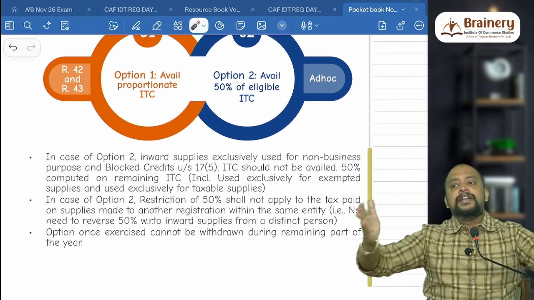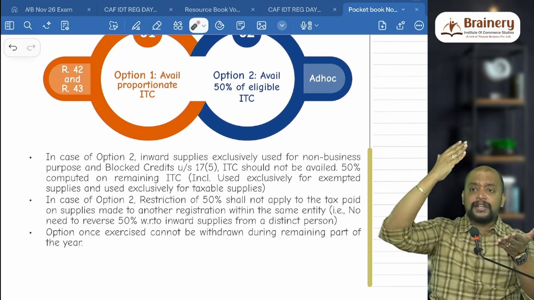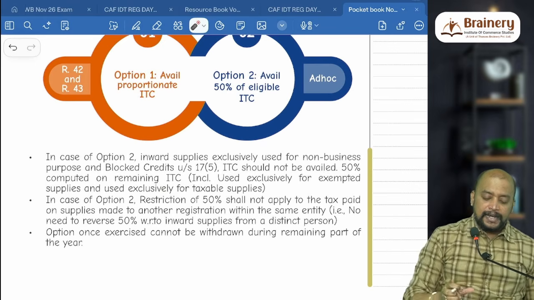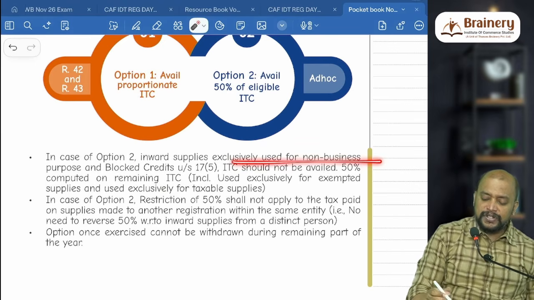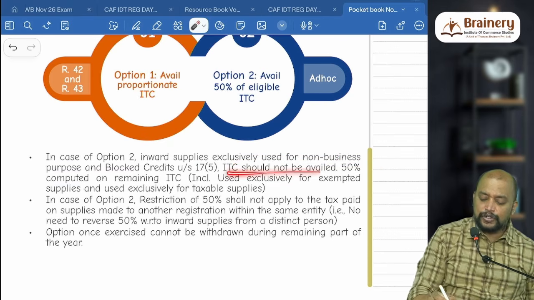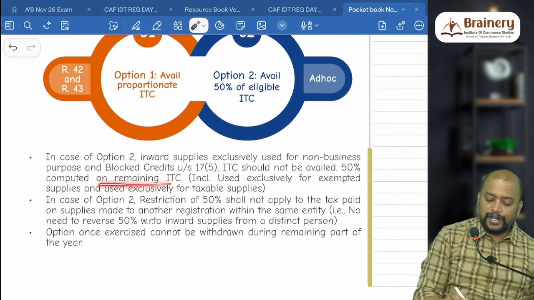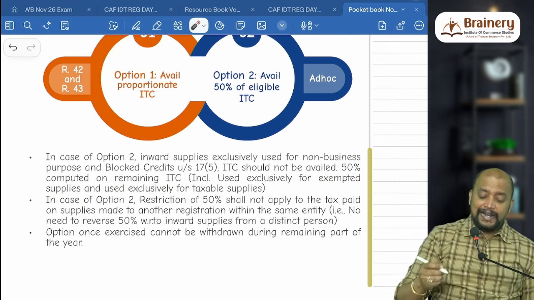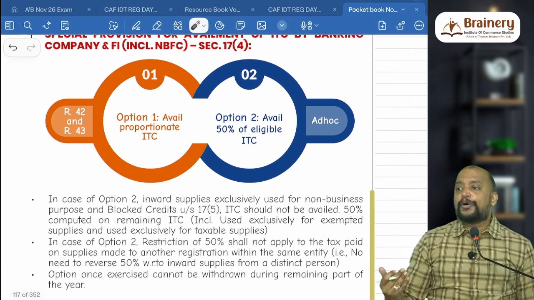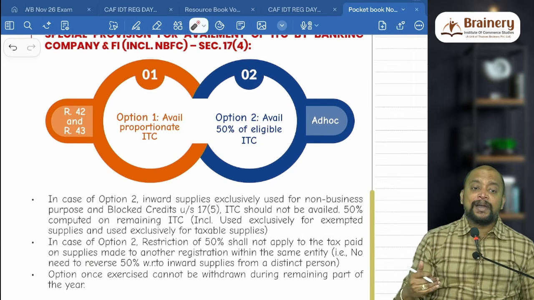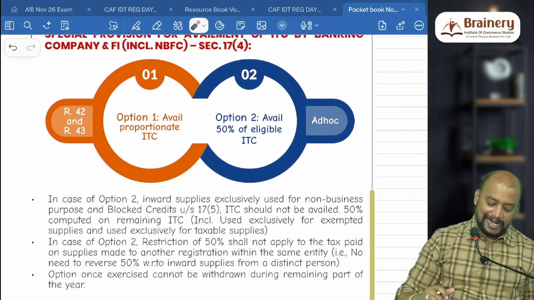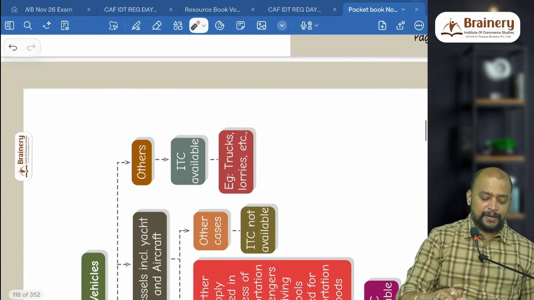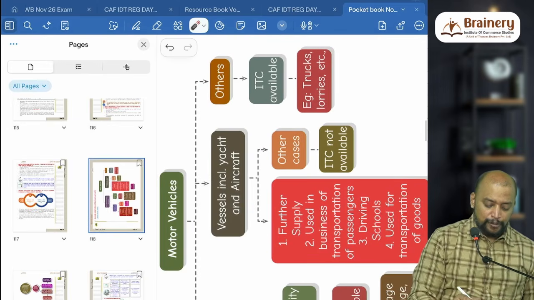Rest of the credits, all exclusively used for taxable, exclusively used for exempted and common, everything will be taken into 50%. In case of option 2, inward supply exclusively used for non-business and blocked ITC, ITC should not be availed. But 50% computed on remaining ITC, including used exclusively for exempted or taxable. And in case of option 2, the 50% point is not applicable in case of inward supply from a distinct person. Full 100% they can take, but proportionate ITC they need to reverse. And option 1's excess cannot be withdrawn during the remaining part of the year. And this is about blocked ITC.